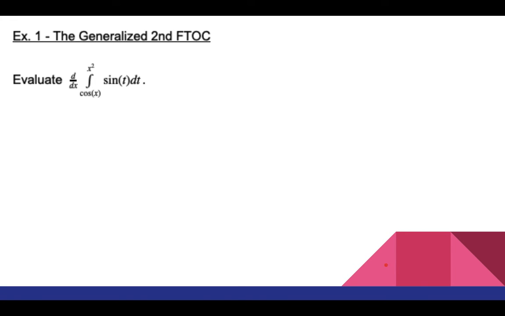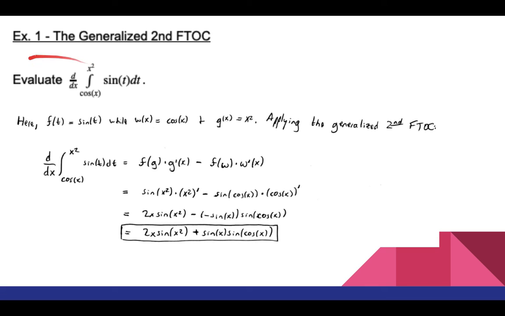So let's take a look at an example problem, okay? Evaluate the derivative of the integral of sine of t dt evaluated from cosine of x to x squared, okay? So here f of t equals sine of t, while w of x, our lower bound function, is cosine of x, and g of x, our upper bound function, is x squared.